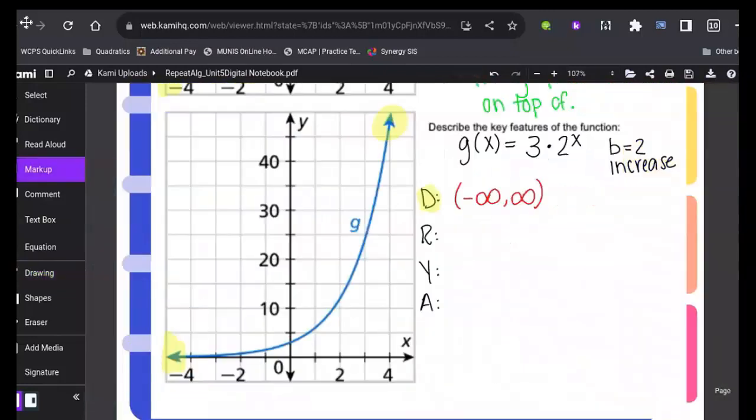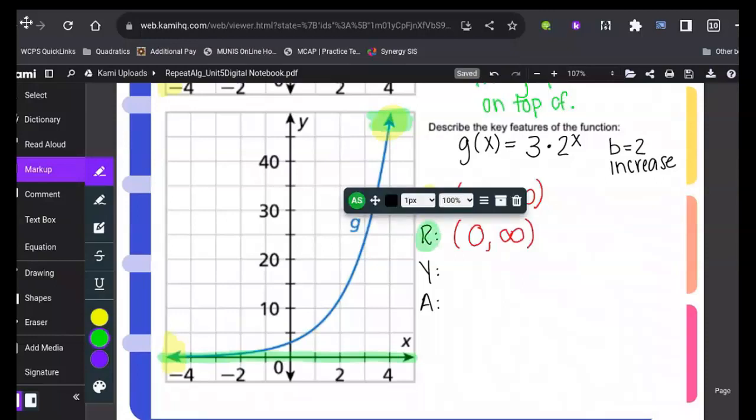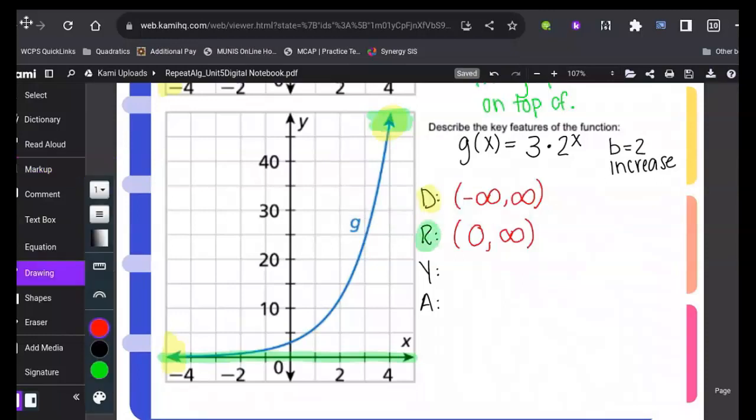All right, now let's do the range. So the range is from the bottom. So this is how far it goes down. This is how far it goes up, but that stops on an arrow, which means it's going to go up forever. It starts at 0. It doesn't go below 0, but it goes up forever, so it stops at positive infinity. So our range starts at 0, and then it goes up forever. So it stops at positive infinity, or it actually doesn't stop at all.